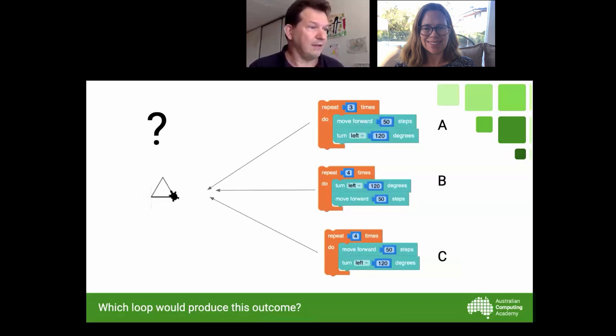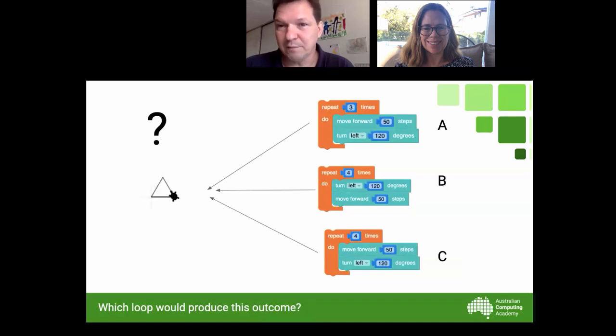Somebody says A, someone says C, Oscar says C, and Tieran says B. Okay, so let me explain it. There are 4 lines being drawn, although it's a triangle, but we're drawing that first line twice, which means we are actually repeating 4 times. So it would be answer B or C. Now the question is, what do we start with? Do we first move or do we first turn? And when I look at this drawing, we are first moving. So we're moving forward and then we're turning. And that means that C is the correct answer.